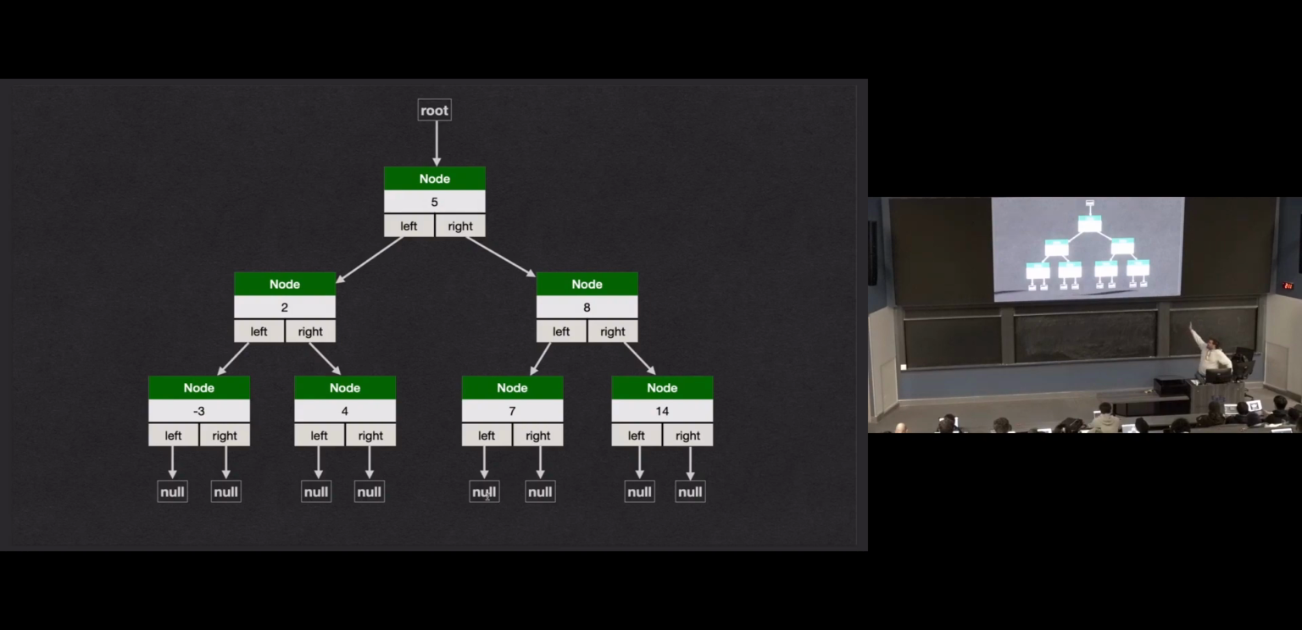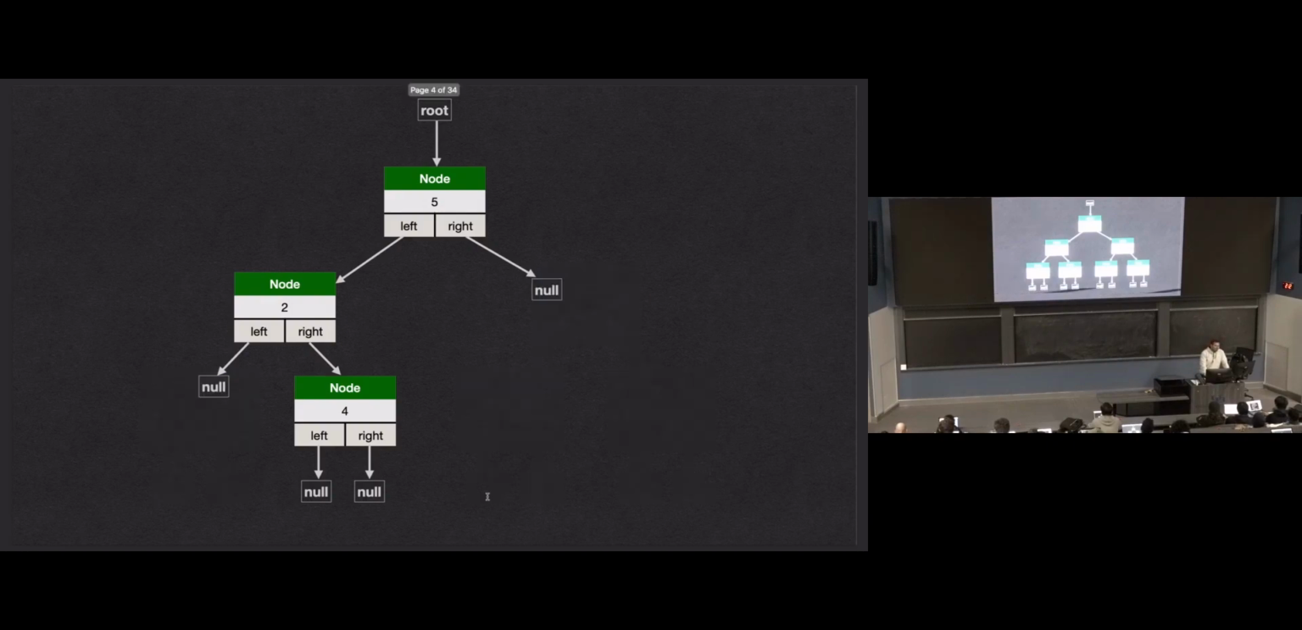This is the tree I'm going to use, for example, in this lecture. I like this because it's nice and symmetric. It's what we call a balanced binary tree. But these trees can be imbalanced.